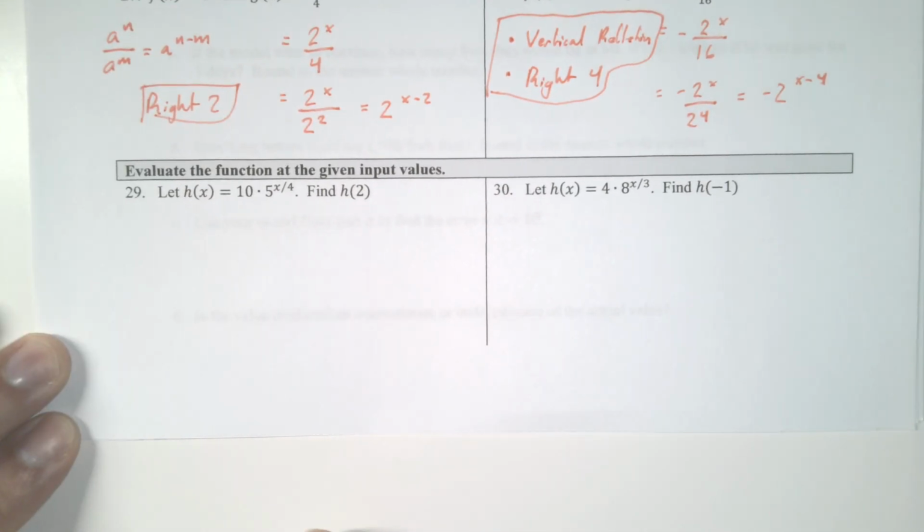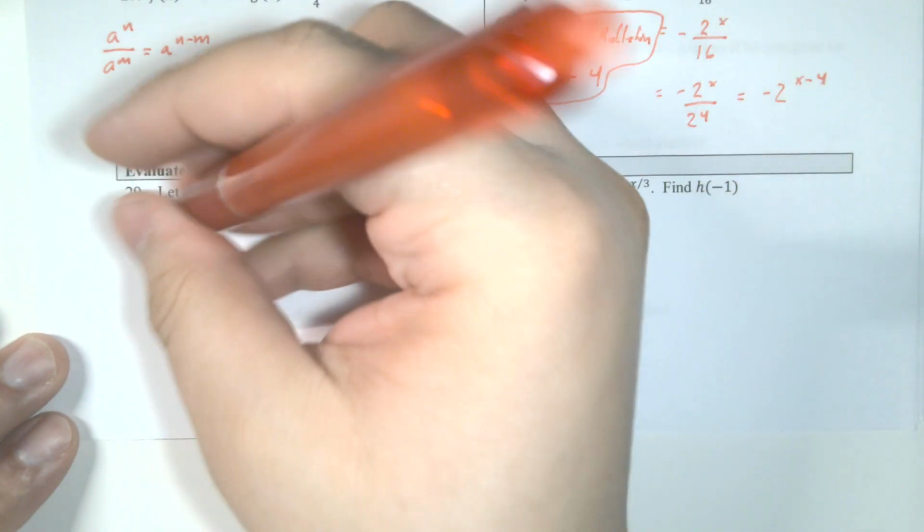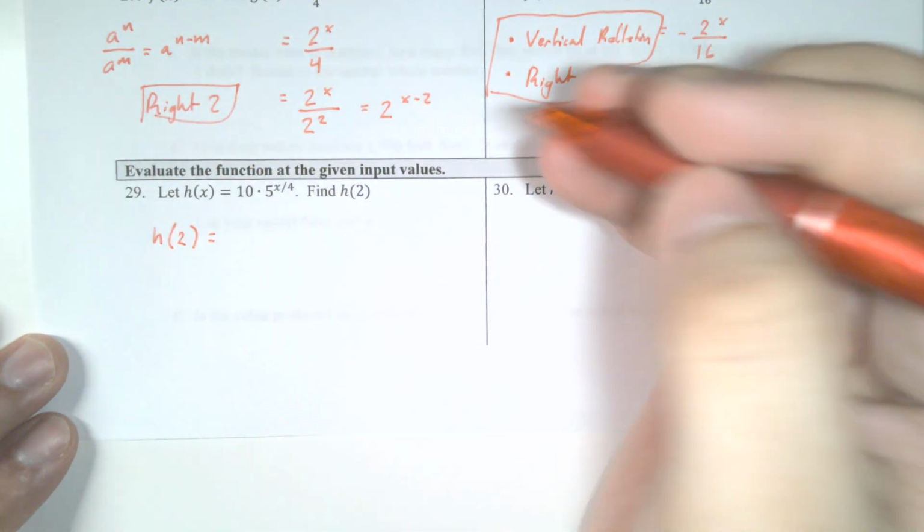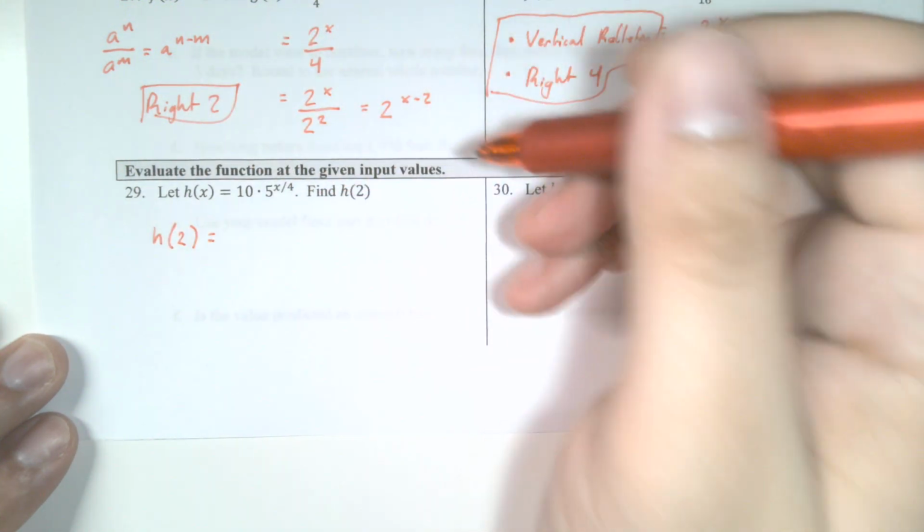Okay, let's look at number 29. So we have that h of x is equal to this. We want to find h of 2. So h of 2, all we have to do is replace x with 2.